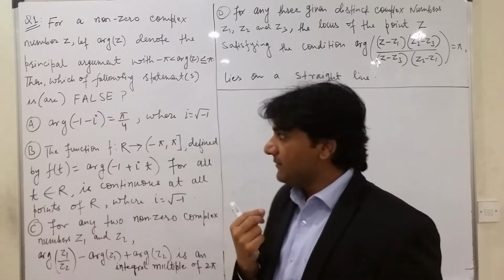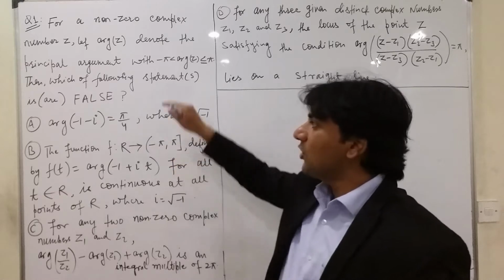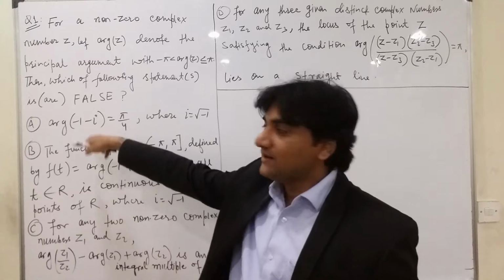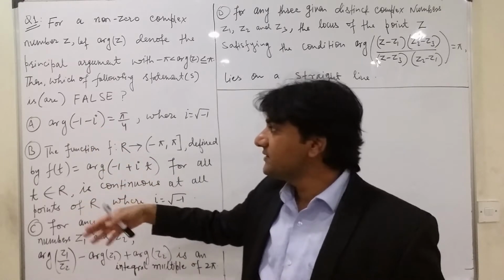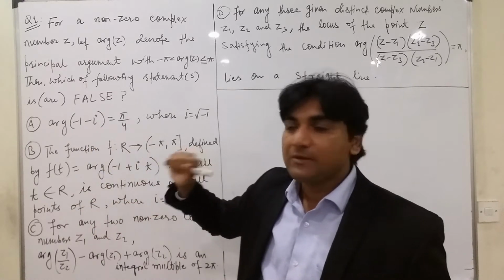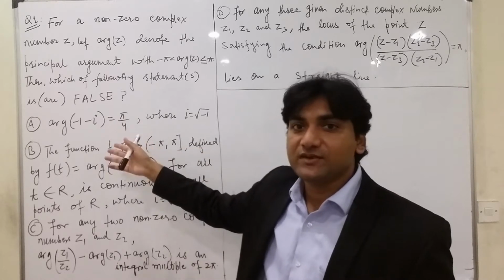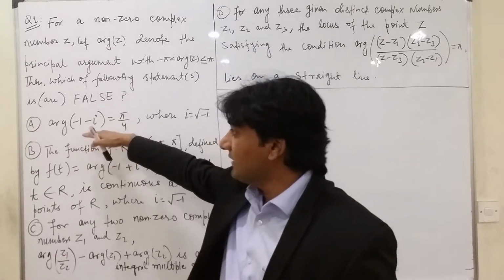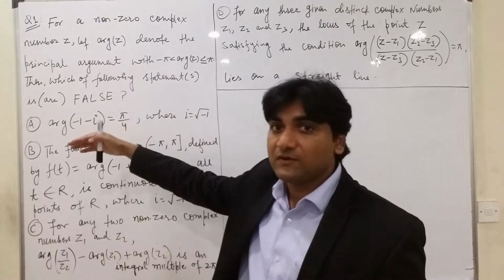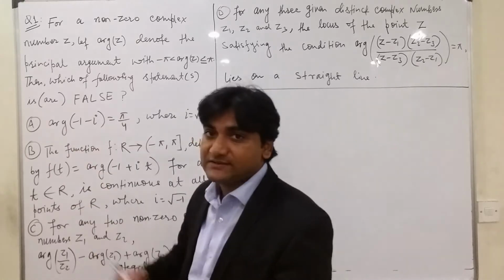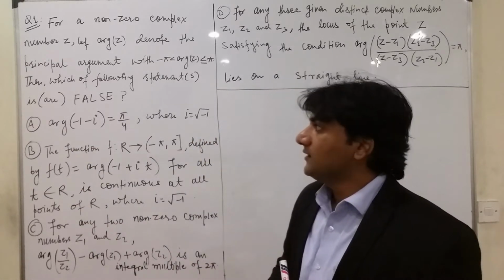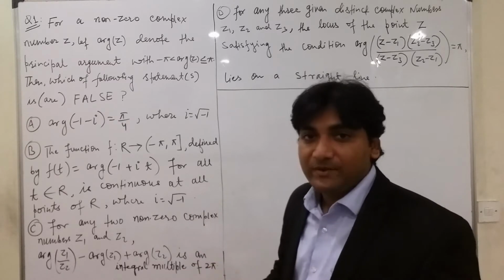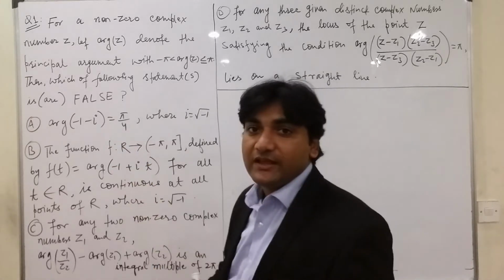If I am writing this paper, I will not solve this question fully. Minus 1 minus i lies in the third quadrant, and in the third quadrant the argument can never be pi by 4. Pi by 4 is possible in the first quadrant. It means option A is wrong, and we have to choose the false one, so option A will be our answer. But this is not enough right now. I have to explain what the right answer for option A is.